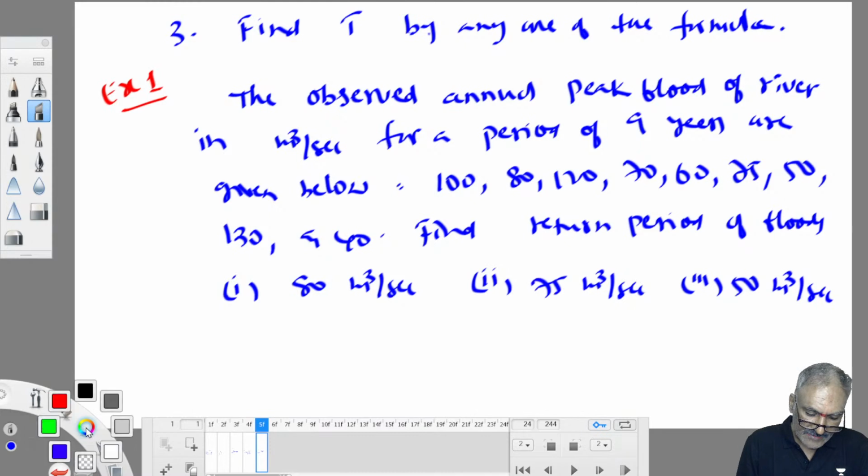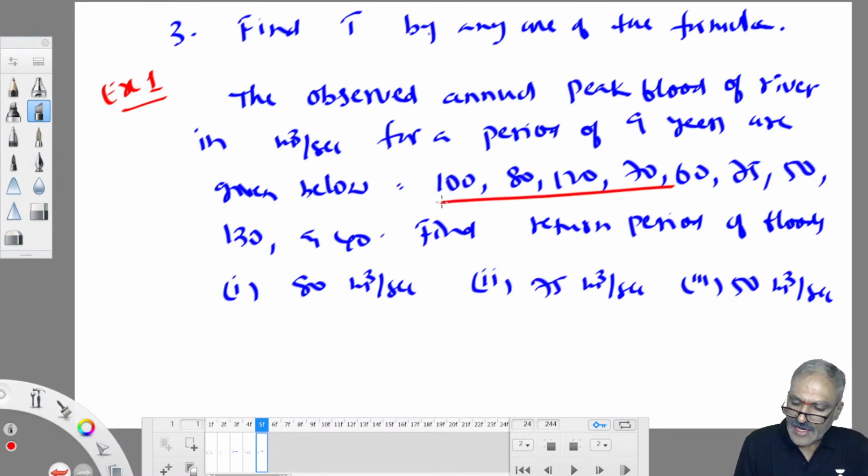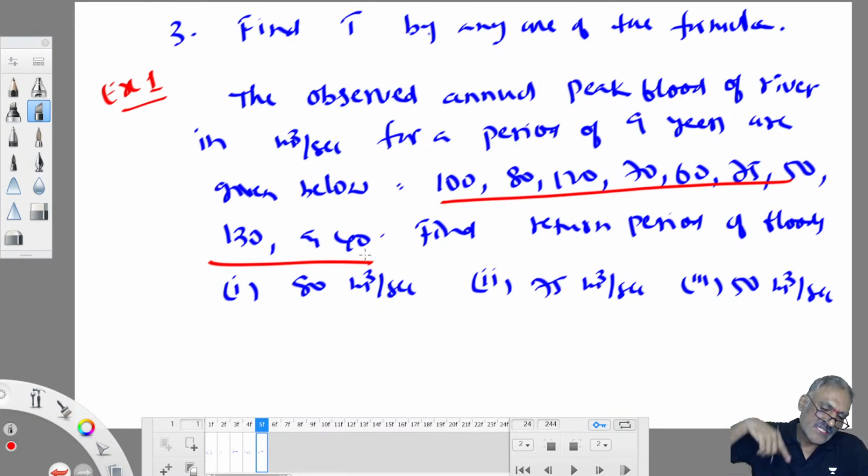So this data is there. Flood data is given to you. This data you have to arrange in descending order of magnitude. See now, among all this data, which is the highest value? 130. So 130 is kept on the top, and it is given number 1 rank. Next highest value? 120. Next highest value? 100. Next highest value? 80. Next highest value? 75. Next highest value? 70. Next 60, 50, 40. No data is repeated, so no issue.